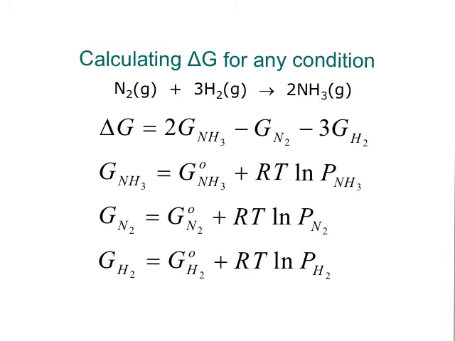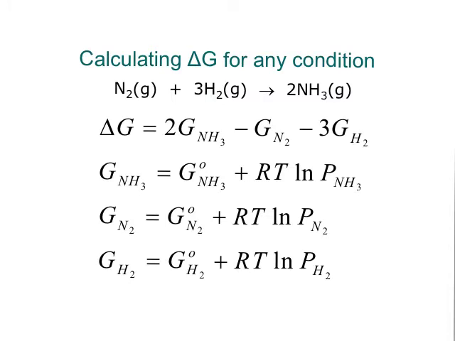How does free energy change when we go from reactants to products? It is going to be equal to twice the free energy of ammonia minus the free energy of nitrogen minus the free energy of 3 times hydrogen. So this equation here is our standard products minus reactants type analysis for a free energy change.